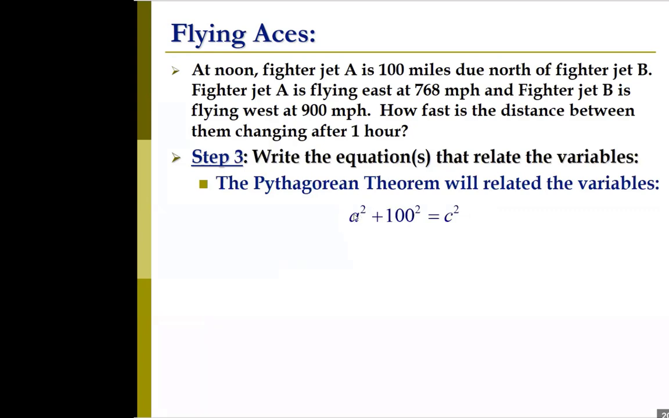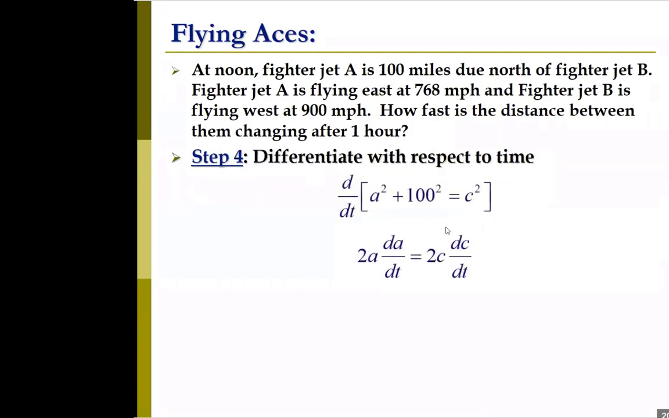The derivative of a squared is 2a, but because the variable doesn't match with d/dt, we have to say times dA/dt, right? It's d/dt of this variable. The derivative of a constant is 0, and the derivative of c squared is 2c times dc/dt. So if you got this right here, that is correct. So that should be what everyone has in step number 4. In step number 5, we're just going to plug in our values.